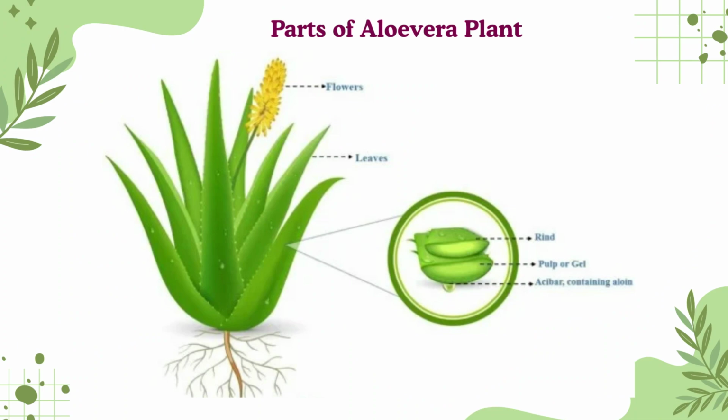Aloe latex: yellow bitter sap found beneath the leaf skin. Laxative property. Rind: outer skin, protective outer layer of the leaf. Root: short and shallow root system. Flower: yellow or orange tubular flowers, less commonly used.